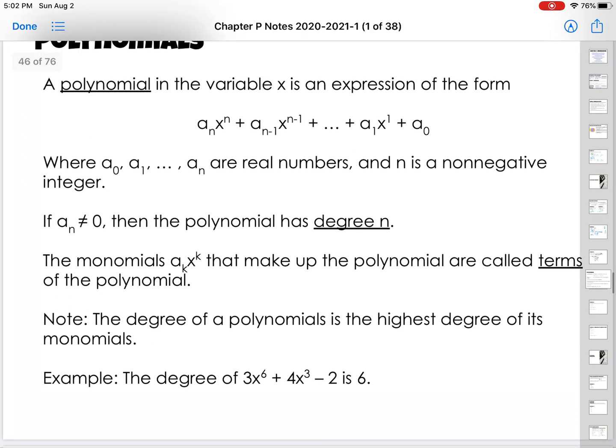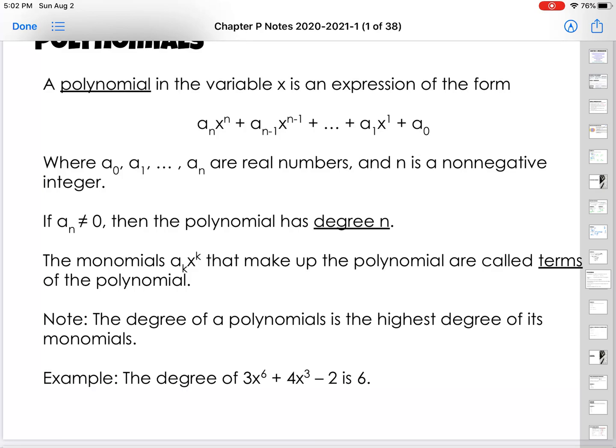A polynomial in the variable x is an expression of the form a sub n times x to the n plus a sub n minus 1 times x to the n minus 1, and so on, until we get a sub 1 x to the first plus a sub 0, where a sub 0, a sub 1, and a sub n are all real numbers, and n is a non-negative integer. If a sub n is not equal to 0, then we say that the polynomial has a degree of n.